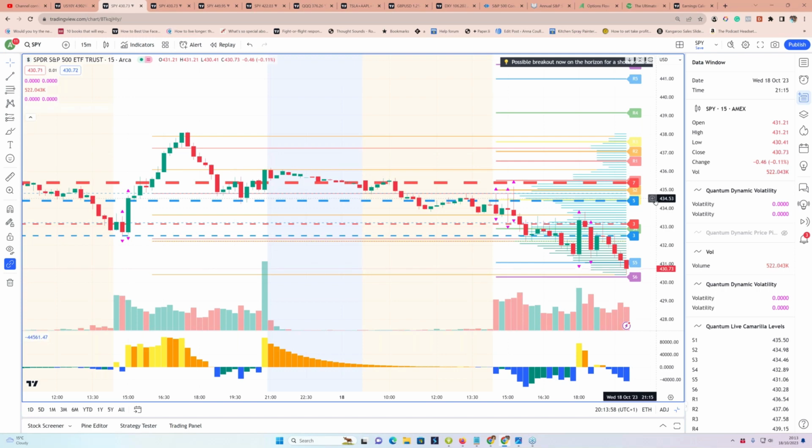These levels are updated every day. So once the session closes, it'll be recalculated. There'll be fresh levels, and I will read them in conjunction with what the levels are on the hourly chart.